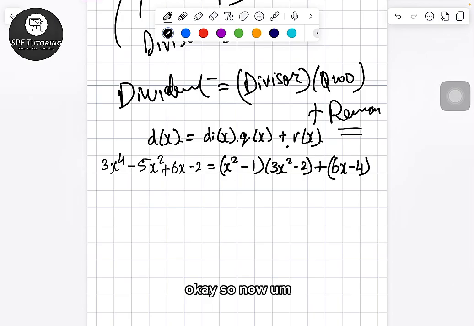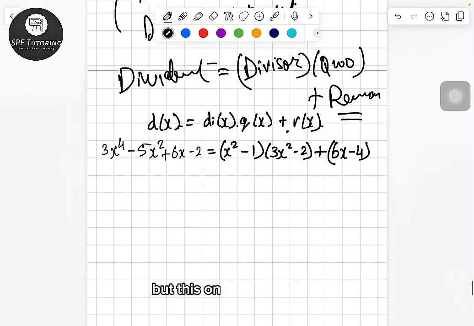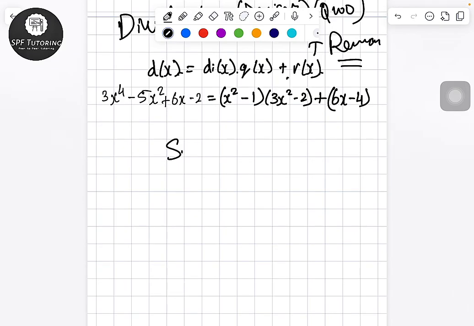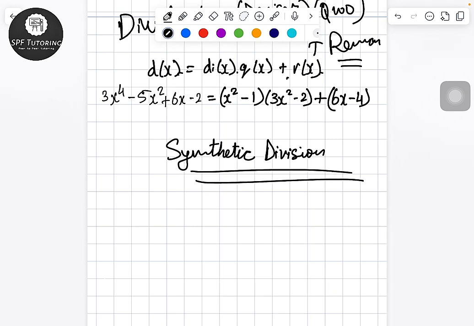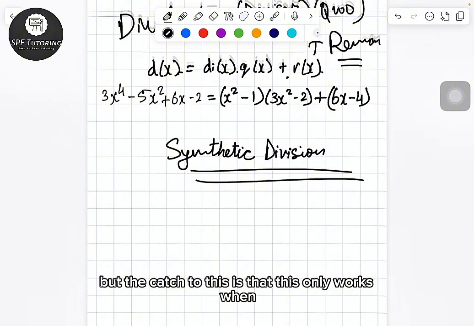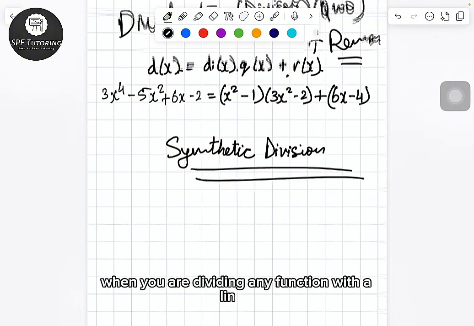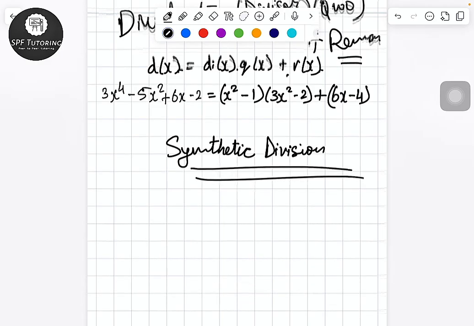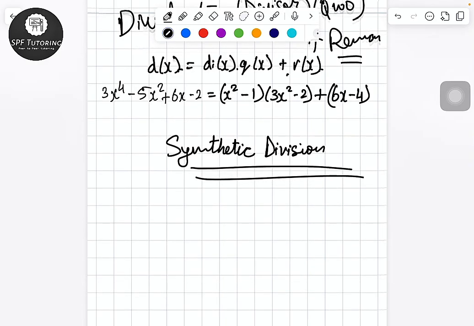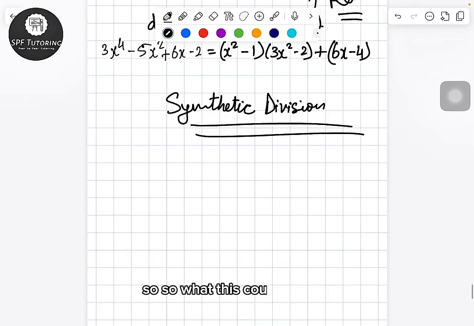Okay, so there's an easier way to do this, and it's called synthetic division. But the catch is that this only works with a linear equation, when you are dividing any function by a linear function. So what could work, for example, an easy one.